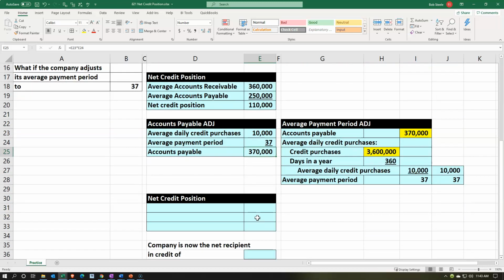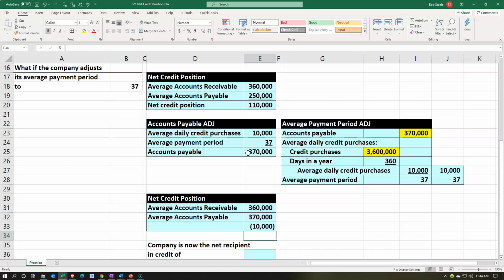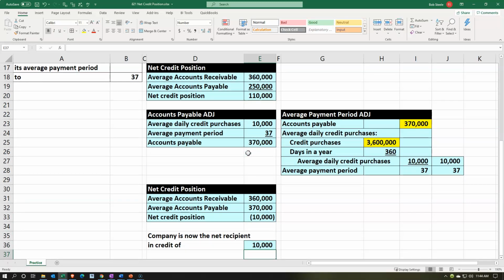Now, if we were to think of our net credit position again, we're going to say, all right, our average accounts receivable has not changed. It's still the 360,000, but now our average payables are equal to the 370,000. So now if we take the 360 minus the 370, we're kind of in a better position. This would be our net credit position because we're receiving more credit than we are extending, which is typically going to be a benefit. So that adjustment allowed us to basically receive more credit than we gave.